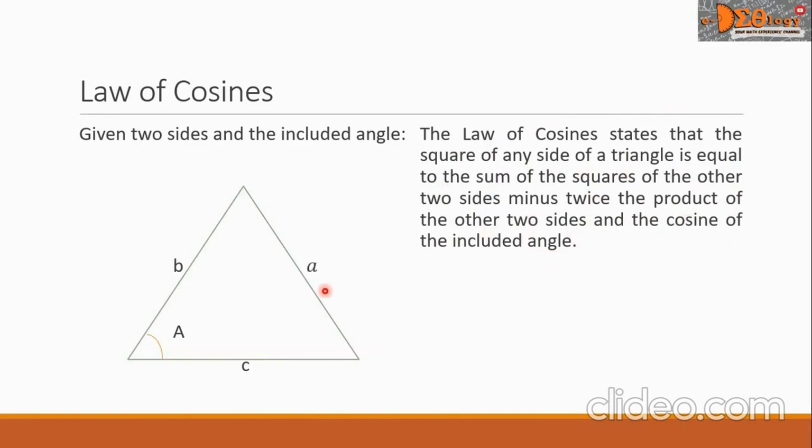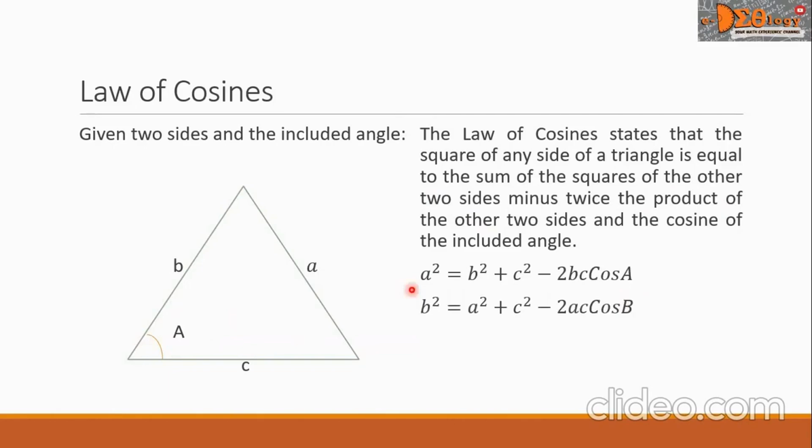Here, we're going to find side A, which is the opposite of the included angle. In symbols, we will write A squared equals B squared plus C squared minus 2BC cosine of angle A.